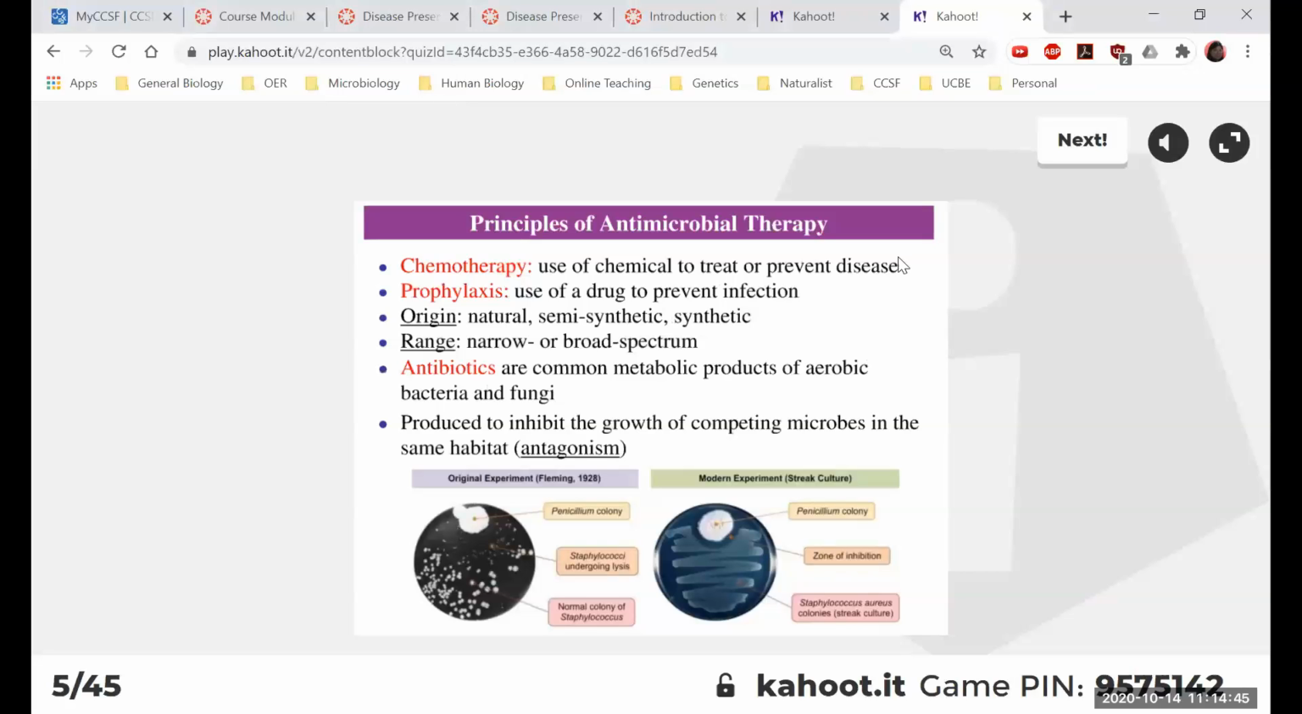Like I said, chemotherapy is literally just using some kind of chemical to treat disease or even prevent disease. The word prophylaxis literally means using a drug to prevent infection. So before you even get the infection, you can start taking the drug. One perfect example of prophylaxis is HIV. A high-risk group of people can take anti-HIV drugs to decrease the risk of getting HIV infection.